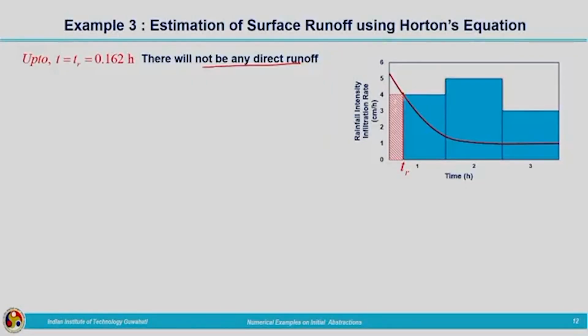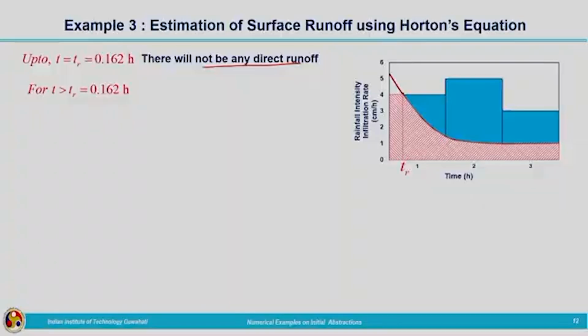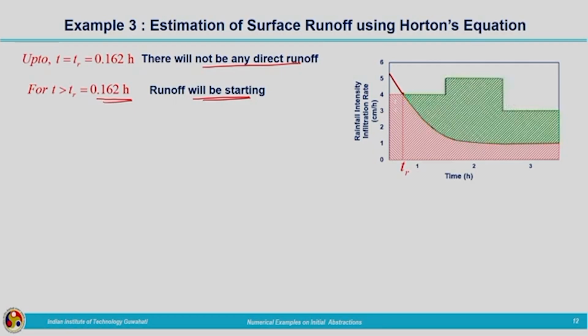And now, the area which is coming under the infiltration rate curve will be contributing towards the subsurface flow, that is infiltrated into the ground. The remaining water only contributes towards the surface runoff, that we need to quantify now. So, for T greater than TR, that is T greater than 0.162 hours, our runoff will be starting. So, we need to quantify the rainfall value after 0.162 hours, which is contributing towards the runoff value. So, the runoff will be starting after T is equal to TR.